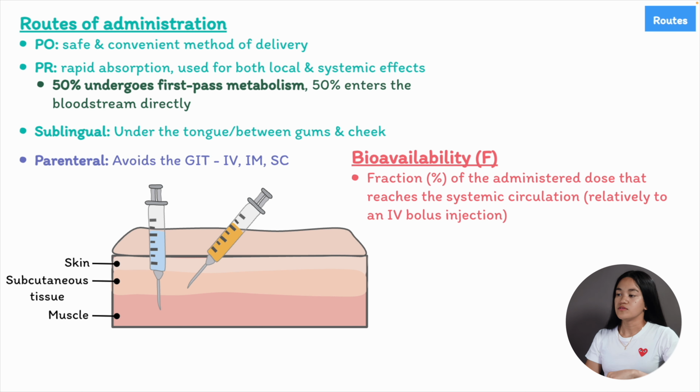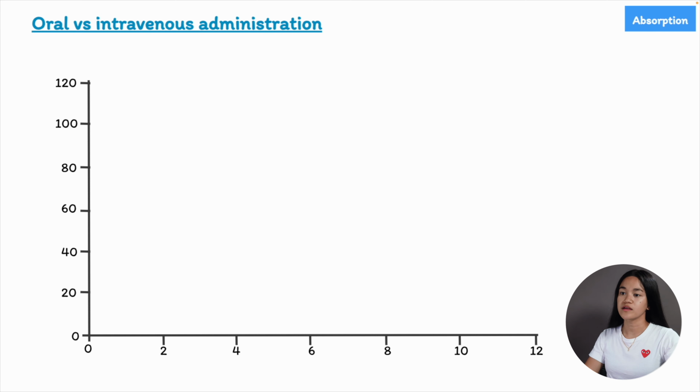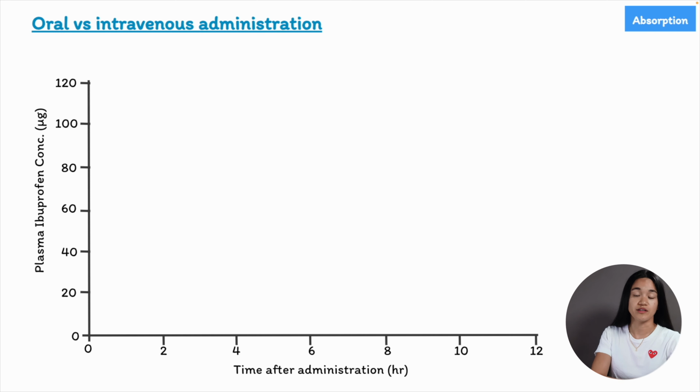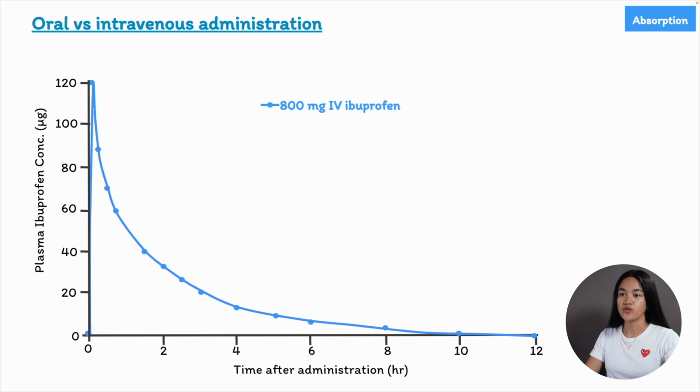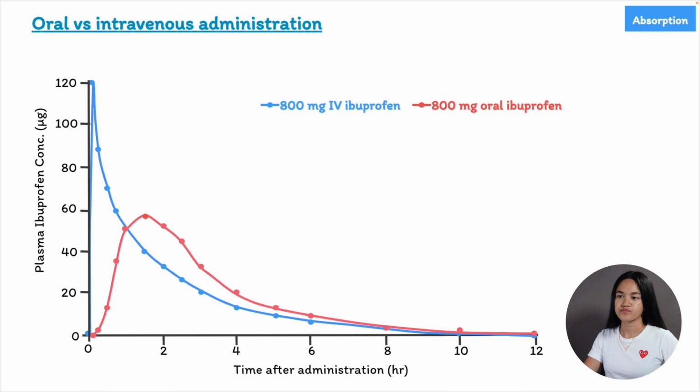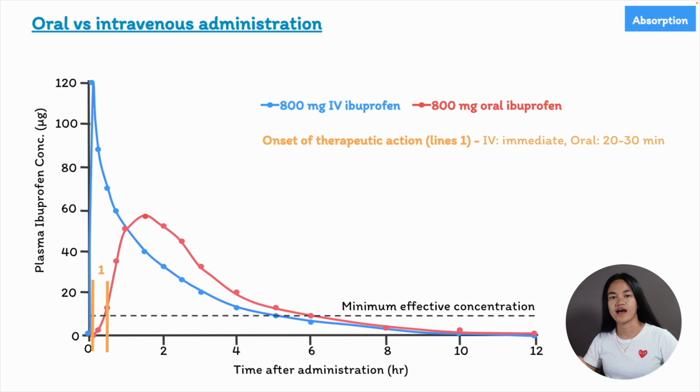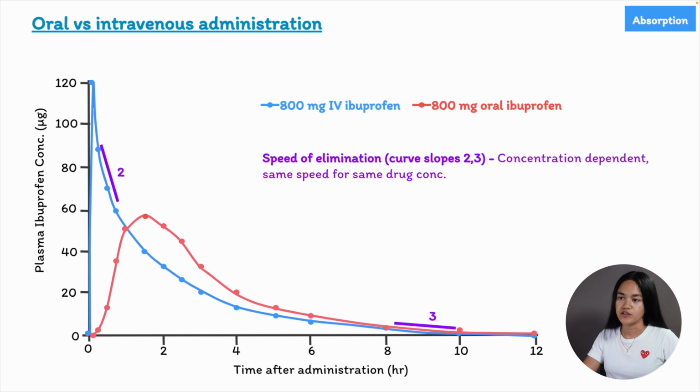Okay, now in the last lecture we explored the differences between taking medication by mouth, oral route, and through injections into the bloodstream, intravenous. Now, when we compared giving the same dose of ibuprofen through IV or oral routes, we observed that the IV administration led to quicker therapeutic effects due to faster absorption. However, as we can see here, the elimination speed remained the same regardless of how the drug was administered.